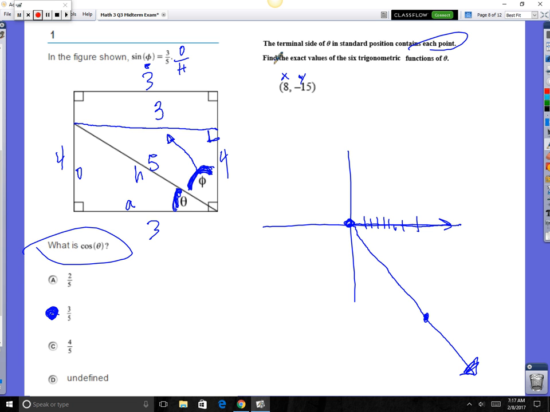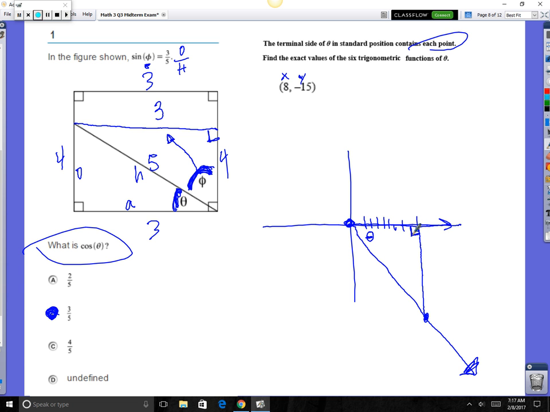Okay, so they want you to do trig, and they want you to do all 6 trigs: sine, cosine, tangent, cosecant, secant, cotangent, from the angle right here that goes through this point. So from this point, I'm going to go straight up. We're going to make a triangle.